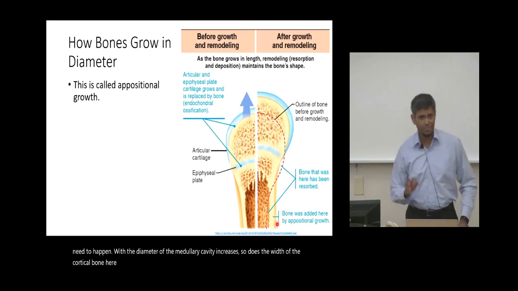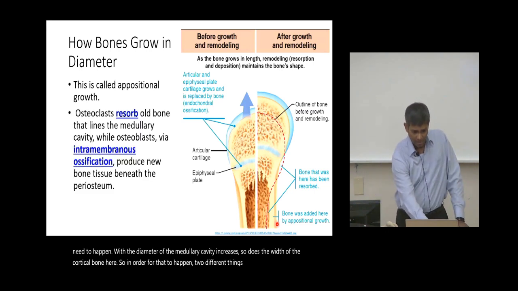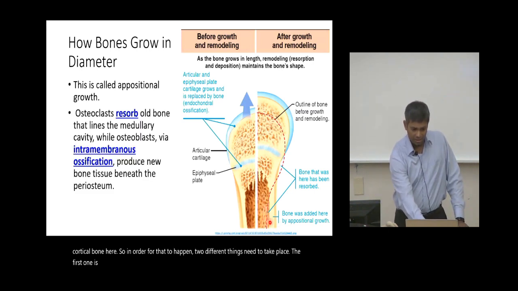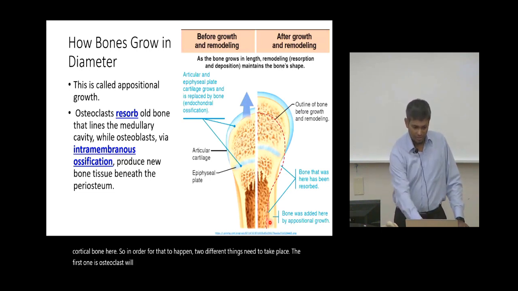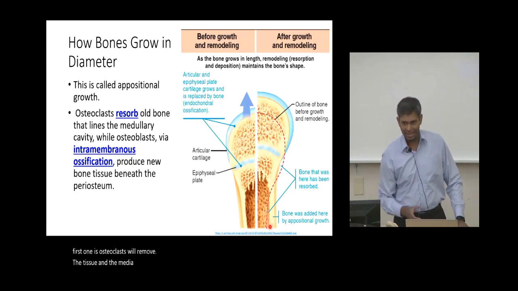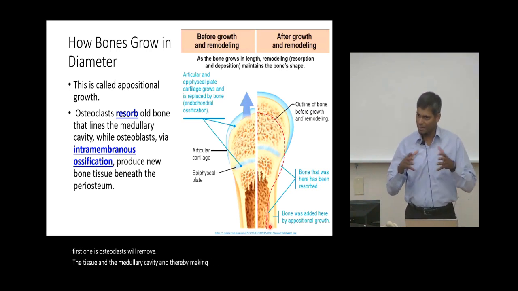So in order for that to happen, two different things need to take place. The first one is osteoclasts will remove the tissue in the medullary cavity and thereby make the diameter bigger.